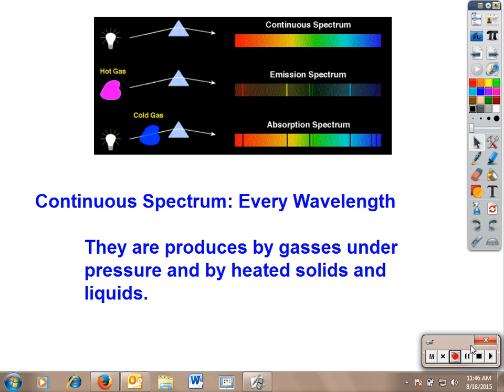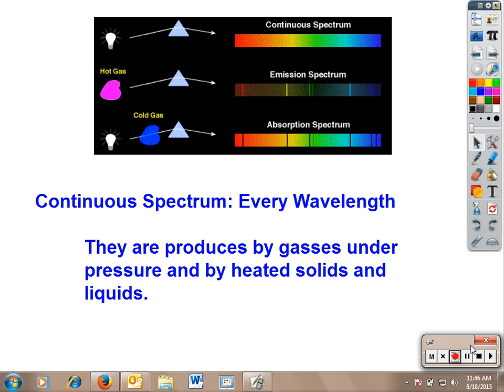All right, so one of the things that our new state standards say you need to know is how spectra relate to the Bohr model of the atom and our understanding of energy levels in the atom. First thing we need to understand is there's three different types of spectra that you see. There's a continuous spectrum, an emission spectrum, and an absorption spectrum.